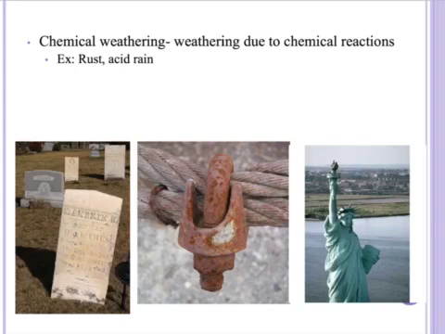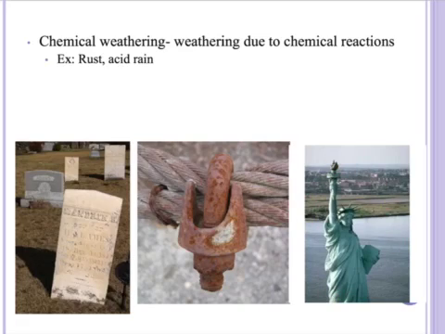Chemical weathering is due to chemical reactions. Some examples would be rust and acid rain. Acid rain is responsible for making tombstones look faded. Over the years, every time it rains, the acid rain will slowly dissolve away the limestone. Rust is another example. Here, the metal will react with the oxygen in the air when it gets wet and turn to rust.